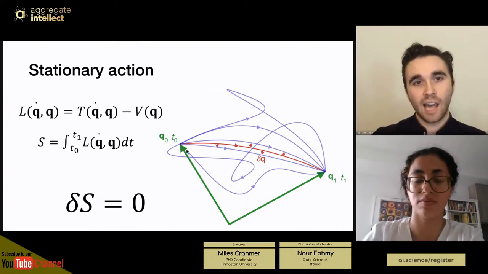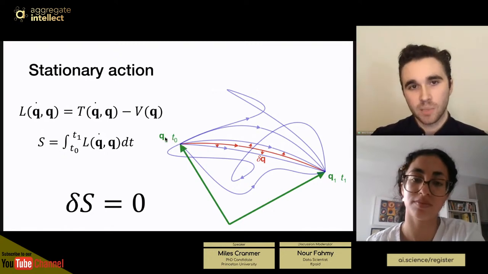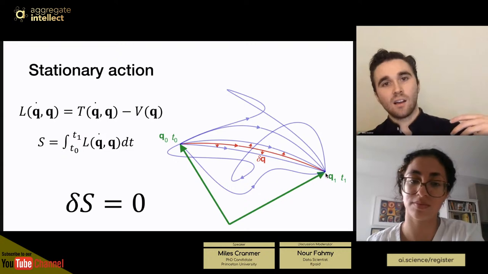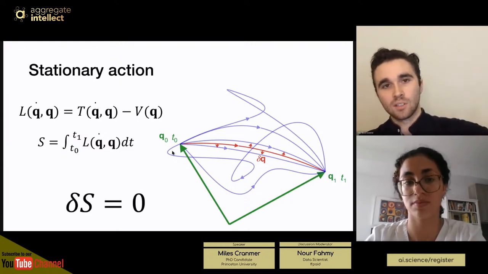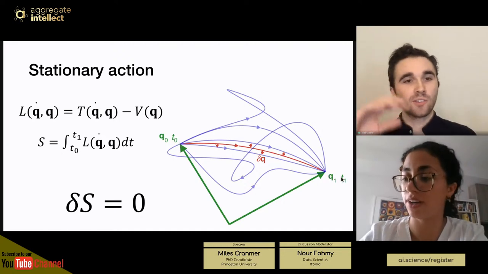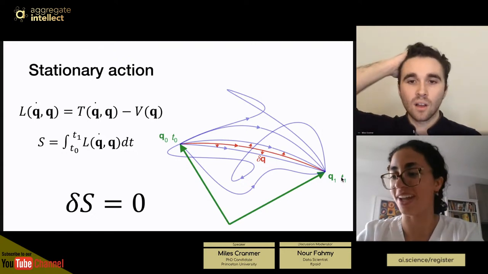And so if you start at position q0 at time t0, and then you finish at q1 at time t1, so I start with this position and velocity at this time, and I finish with this position and velocity at this time. The universe, a fundamental, sorry? Oh, sorry, I just said, okay.